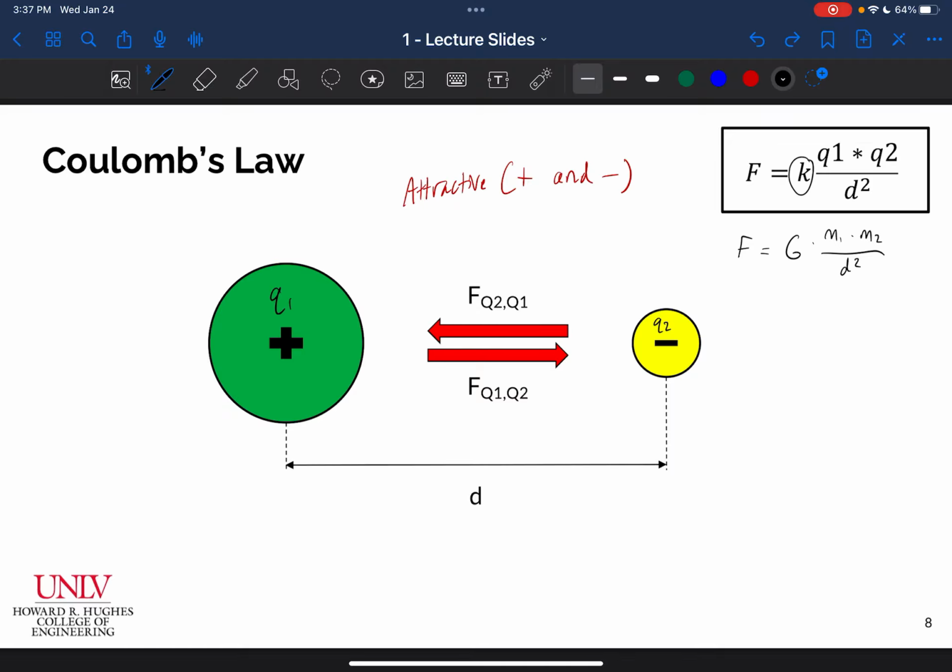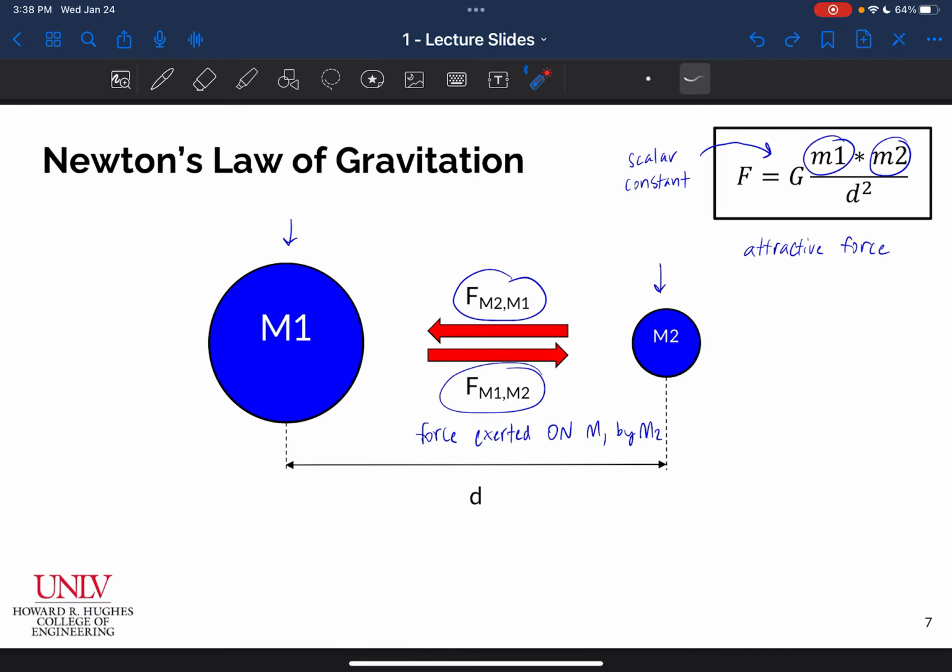And again, I have my first force down here, which is the force exerted on Q1 by Q2, and that's pulling Q1 towards Q2. And then in the top, I have the force exerted on Q2 by Q1, and that is pulling Q2 towards Q1. What's really interesting to me is just how similar these two laws are. Let's go back to this slide for just a second. You could imagine if you have the Earth, some huge mass, the mass of the Earth, and then this is some little ball out in space, maybe some distance from the Earth.